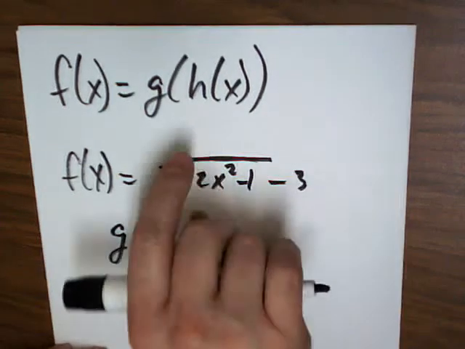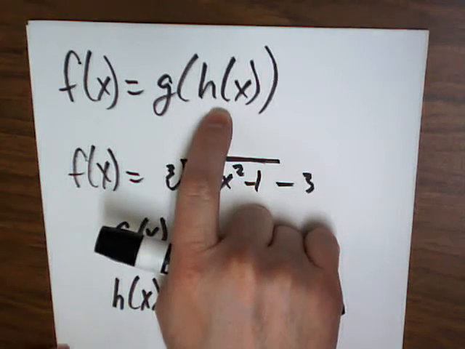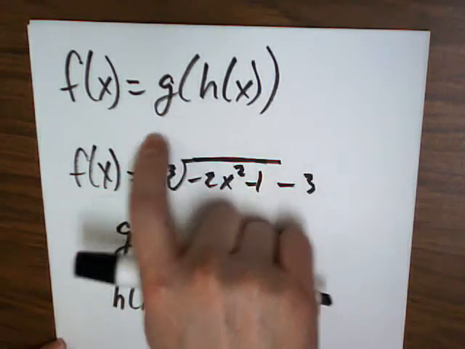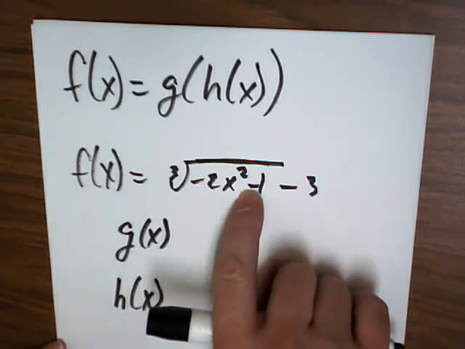Okay, so let's say it again. On this kind of question here, you've got to take h of x and plug it into g of x to wind up with an overall answer of a cube root of negative 2x squared minus 1, minus 3.